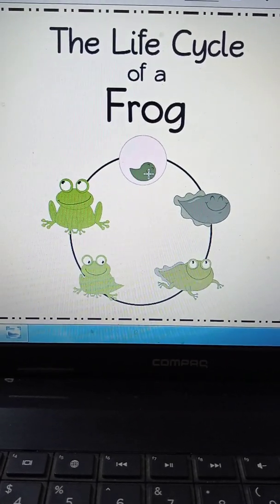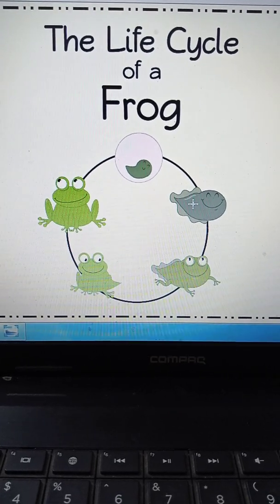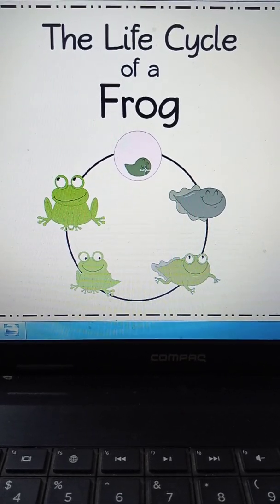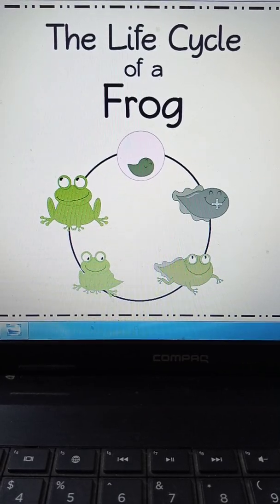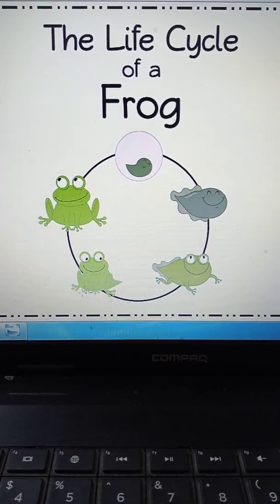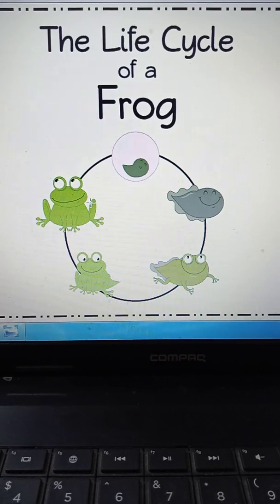Again, egg, tadpole, egg, tadpole, tadpole with legs, froglet, and adult frog.